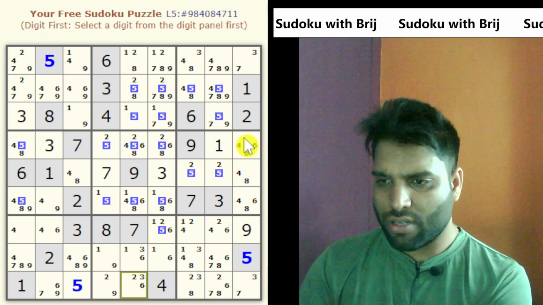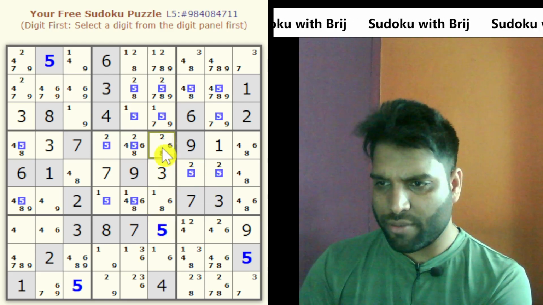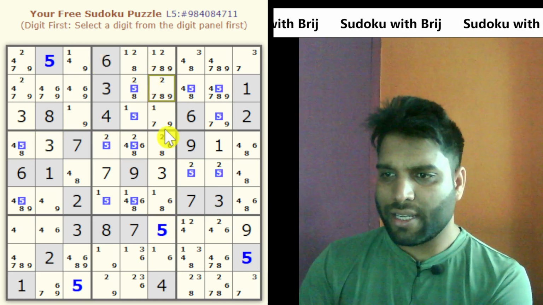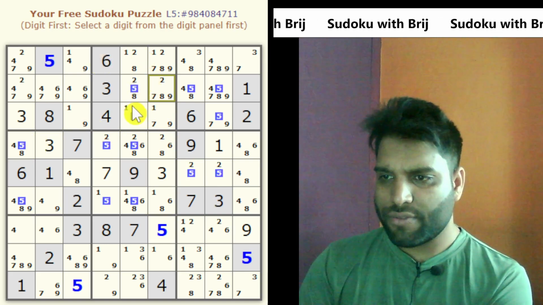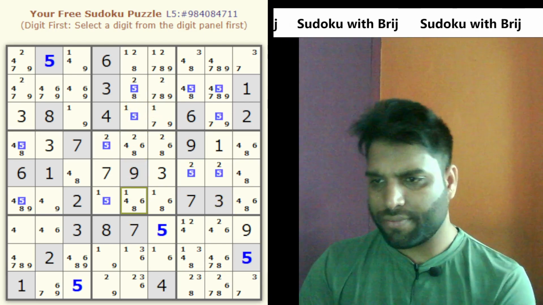So now 5 should be here. So 5 can be removed from these cells. Now we can say in this box 2, 5 should be in between these two cells. So we can remove the 5 from these two cells.